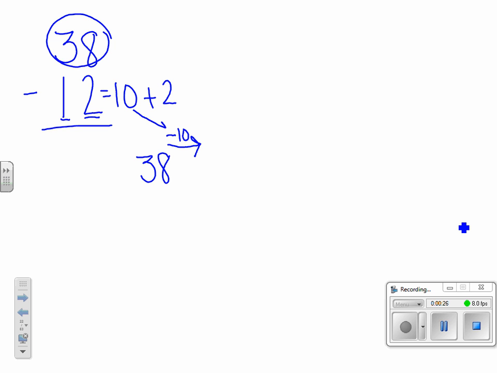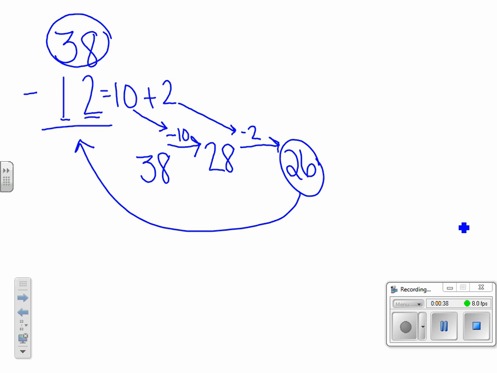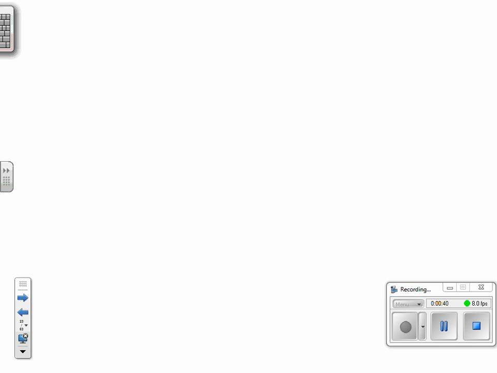So I'm going to go ahead and subtract the 10. That gives me 28. And then I'm going to go ahead and subtract the 2, and that's going to give me 26. My answer to this equation is 26. I can do this with larger numbers, and it's basically the same principle.